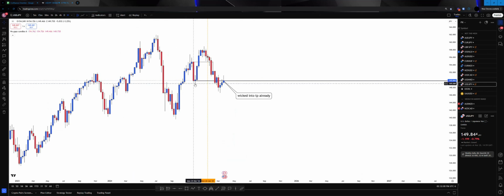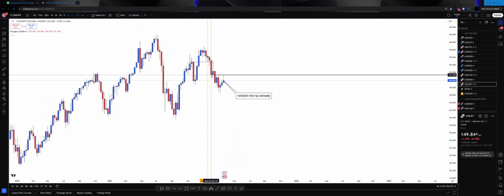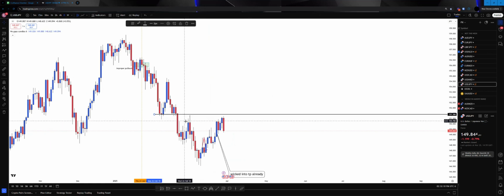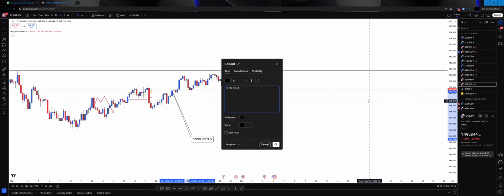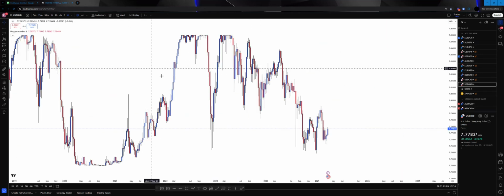Okay, so here we're at broken paths. Weekly structure would be here. Daily is counter trend. The daily is in trend, so the 4-hour would need to shift. Needs 4-hour SOS.